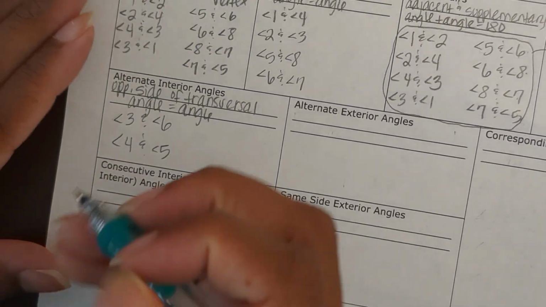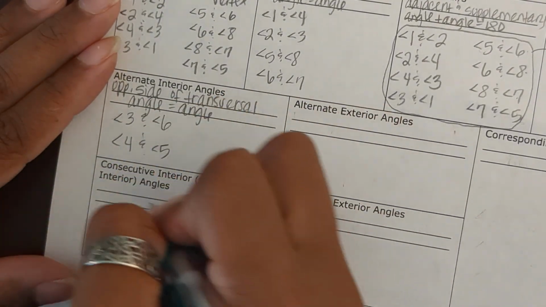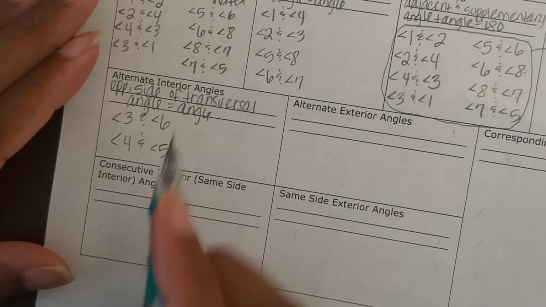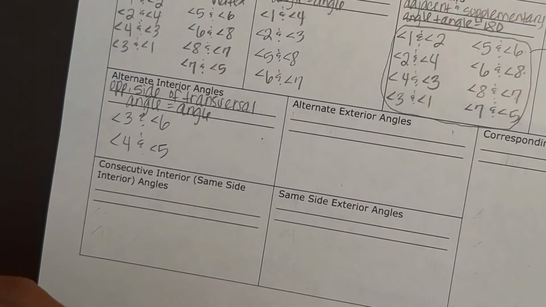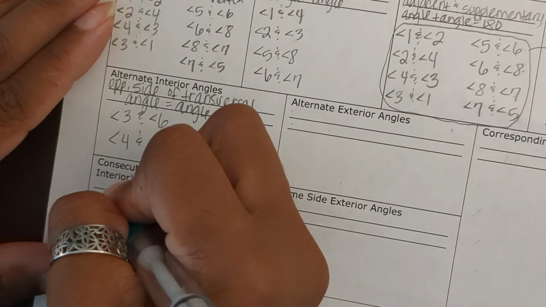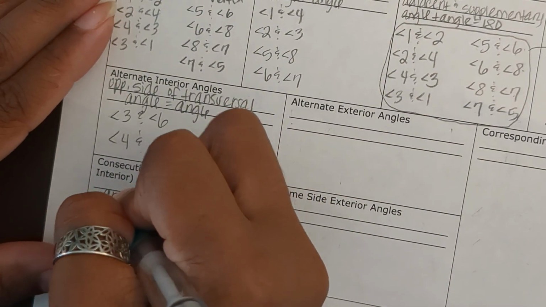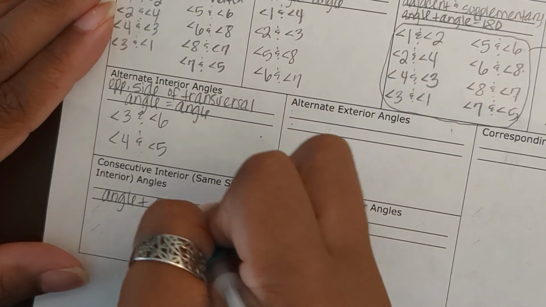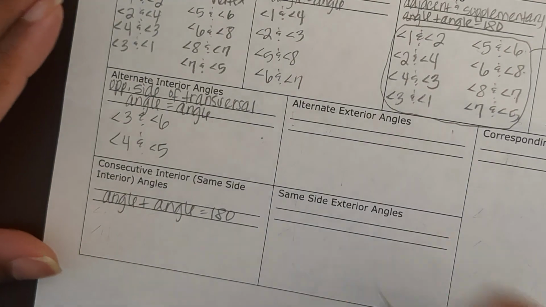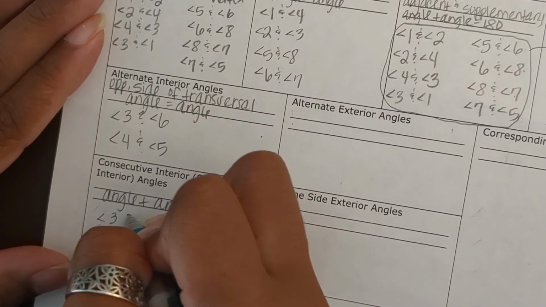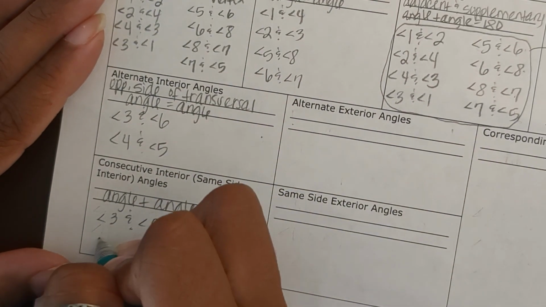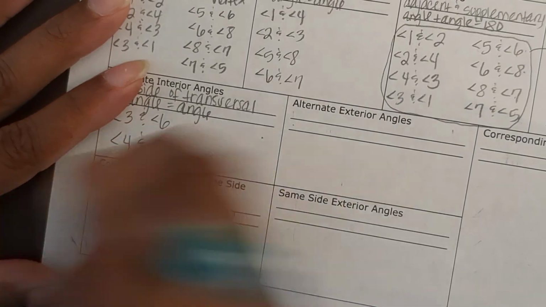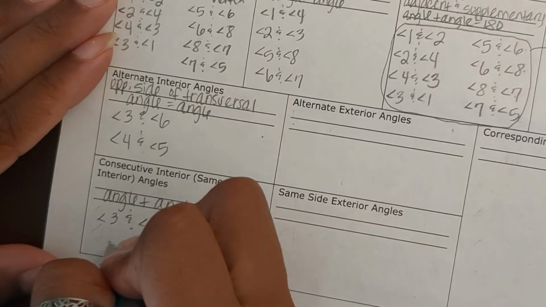Consecutive means that they're on the same side. That's not what that means, sorry. We have consecutive interior, which means they're on the same side, or they're one after the other, excuse me. But these are not equal to each other. They're actually supplementary. So angle plus angle equals 180, okay? So again, that was angle 3 and angle 5. Then if you look back up at the diagram, that'll be angle 4 and angle 6.